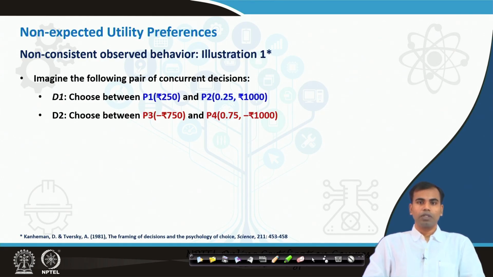Decision 1 involves two prospects, P1 and P2, where P1 includes a sure shot gain of 250 rupees and P2 includes a 25% probability of getting 1000 rupees. In another case, decision 2 involves two prospects again, P3 and P4. P3 has a sure shot loss of 750 and P4 has a loss of 1000 with a probability of 75%.